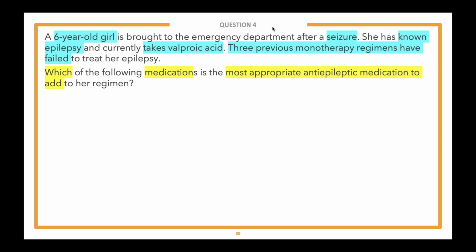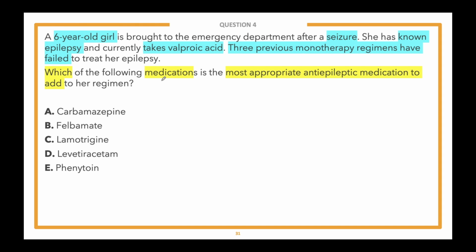Just which medication to add on. You could argue that maybe there's a second step here of knowing other things, what's safe, things like that. But I think for the most part, it's just using the knowledge you have to pick a medication to add. So let's go ahead and take a look at those answer choices.